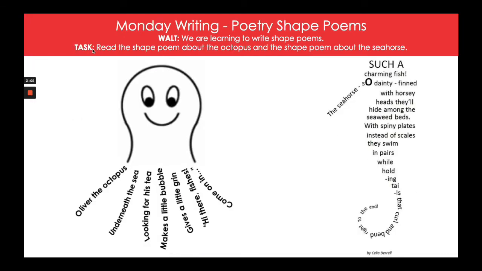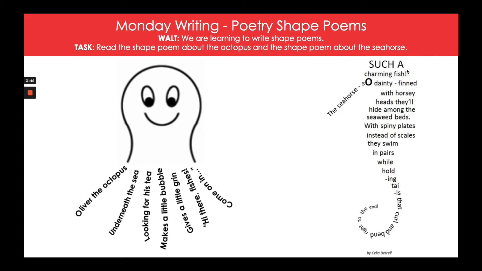Your task is to read the shape poem about the octopus and the shape poem about the seahorse. So let's read the poem about the octopus. Oliver the octopus, underneath the sea, looking for his tea, makes a little bubble, gives a little grin. Hi there, fishes, come on in. So this poem, they've done it in the shape of the octopus's tentacles.